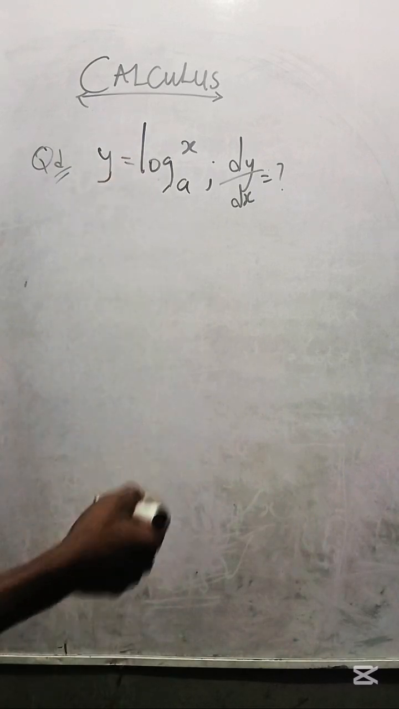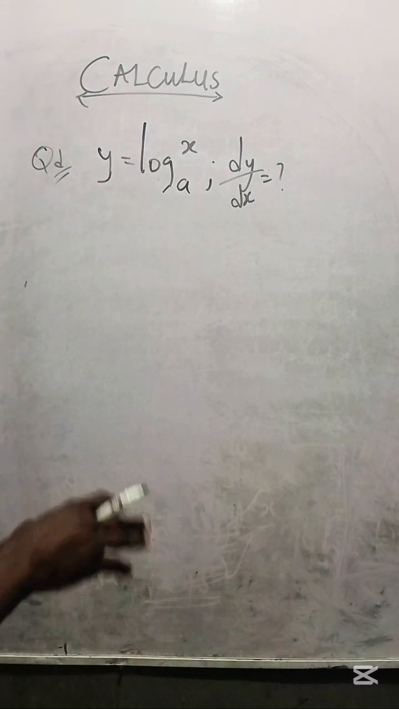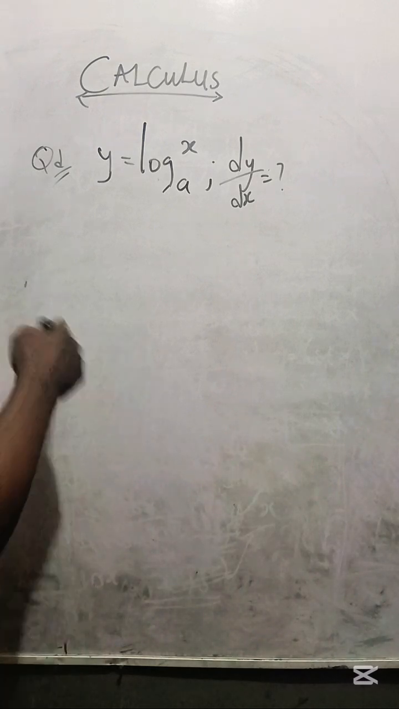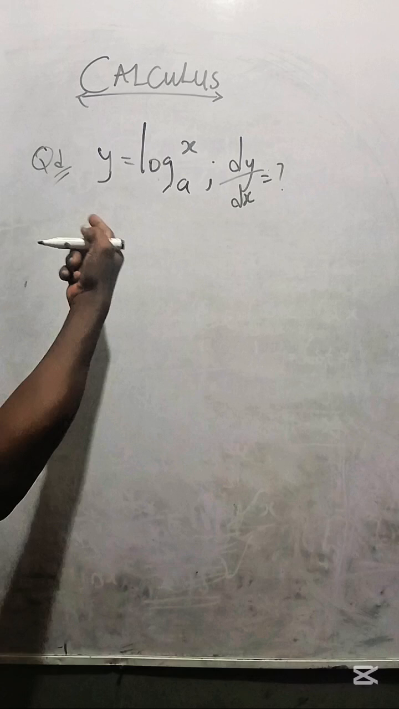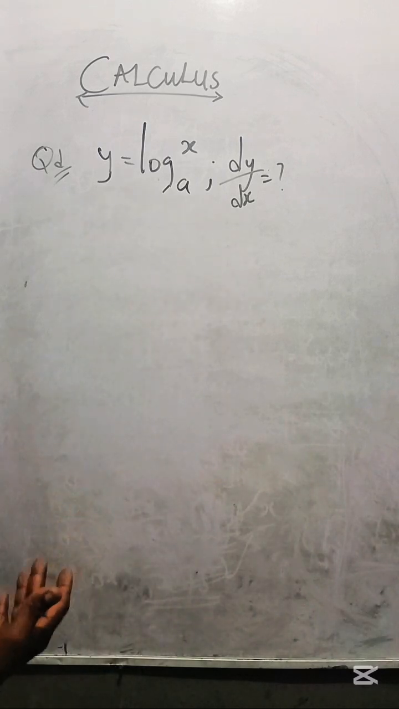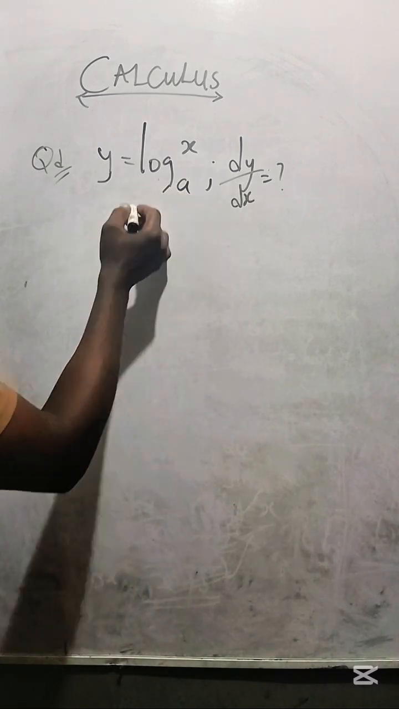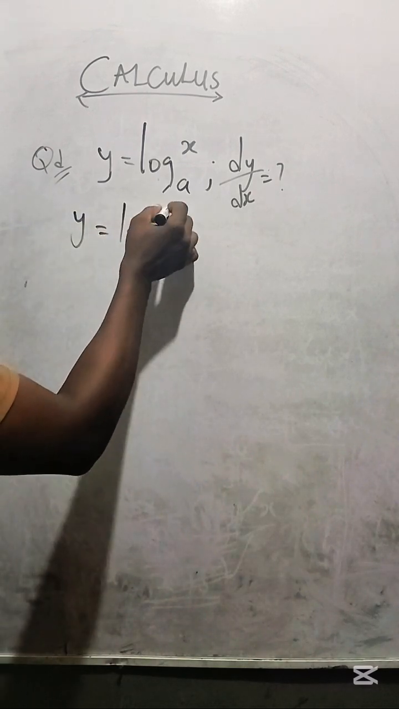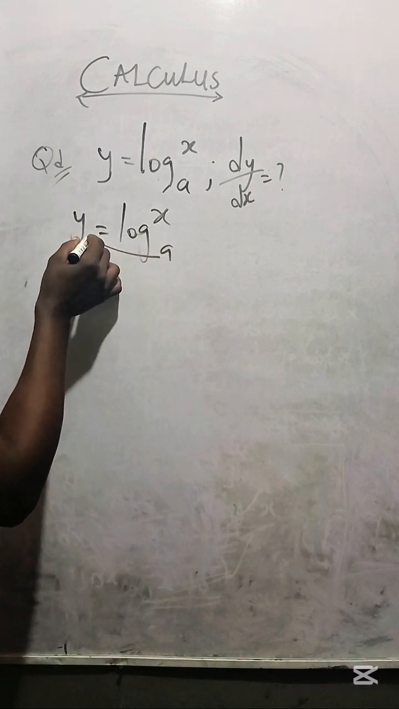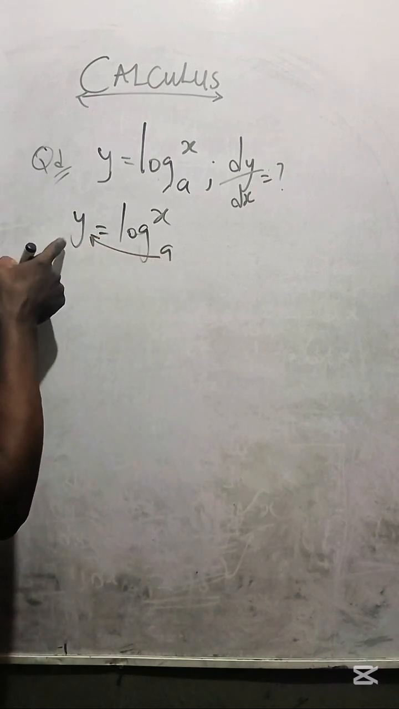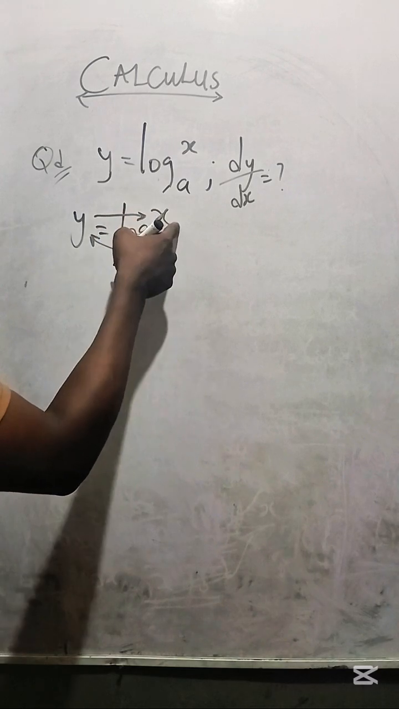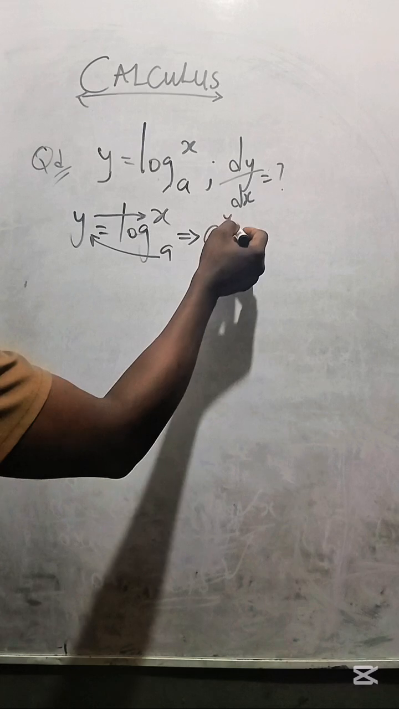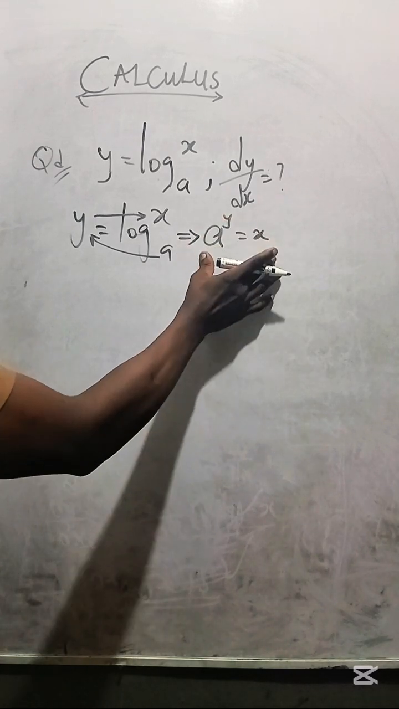We cannot differentiate log x base a immediately because it's a non-linear function. What will you do? We first of all express it in index form to help us. And how do we do that? Remember, if we have that y is equal to log x base a, we can as well say a raised to the power y is equal to x. So I've automatically changed it to a raised to the power y equal to x. This is index form.